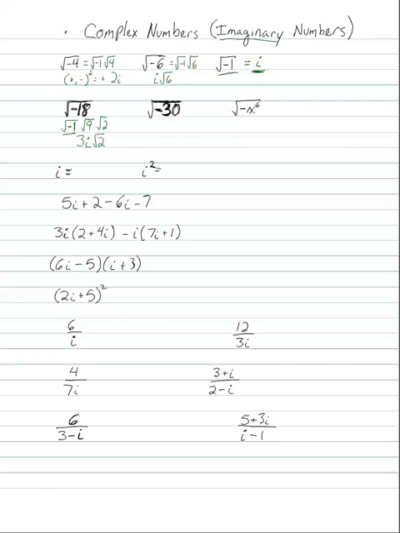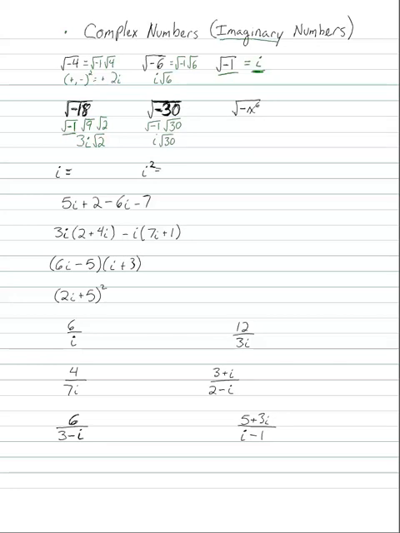Okay, we're going to try it again with the square root of -30. So I can rewrite that as square root of -1. And I can't think of any sort of perfect square that multiplies to give me 30. So I'm just going to keep it as square root of 30. So that'll be i square root of 30.